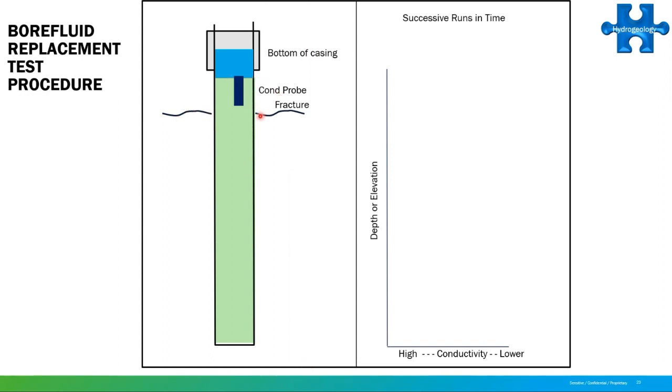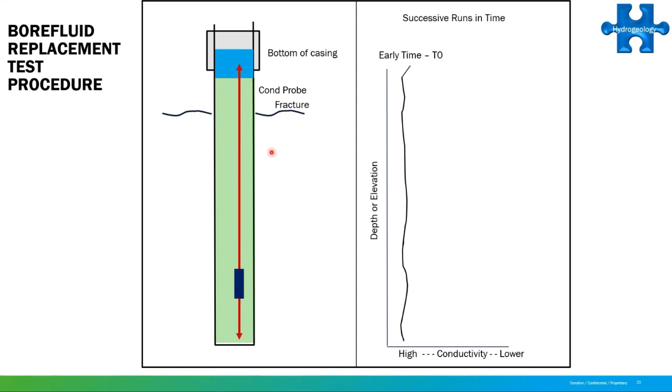Now we've identified where a fracture is. We don't know yet because we haven't done the test, but we have a conductivity probe that we're going to run up and down in our open borehole. On the right-hand side, you're going to see a graphic that represents what the output looks like: depth or elevation aligned with this open borehole, and higher to lower conductivity on the right-hand side. We start running our probe up and down, and we get a baseline. In this case, I'm sorry, this is all high conductivity. So this is a slightly saline tracer.